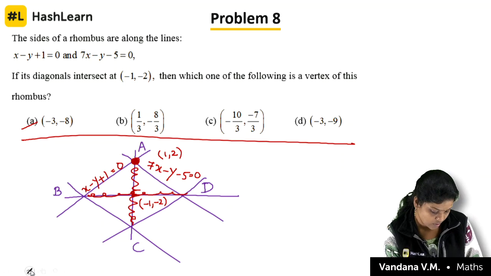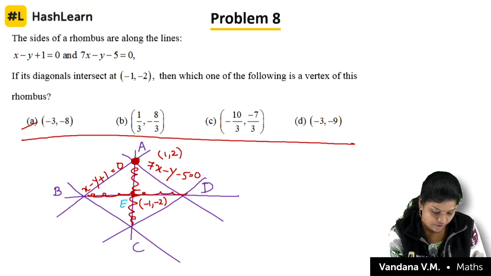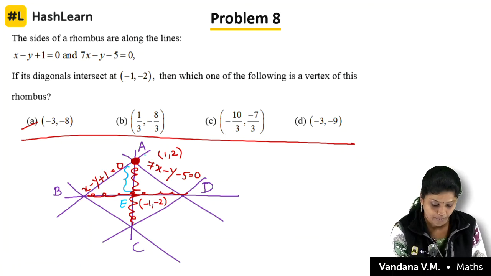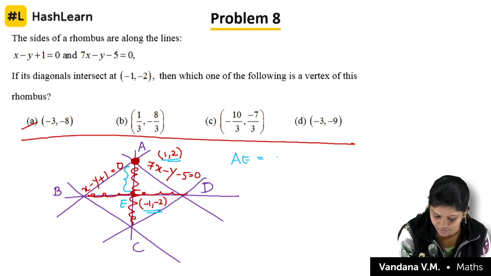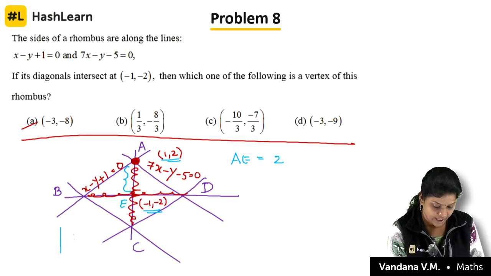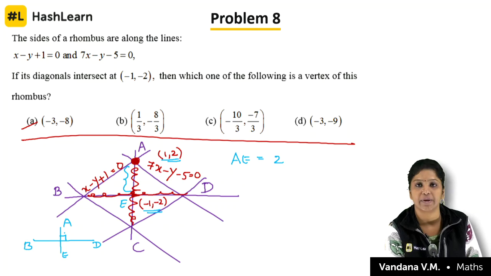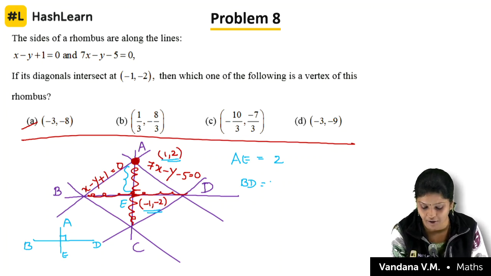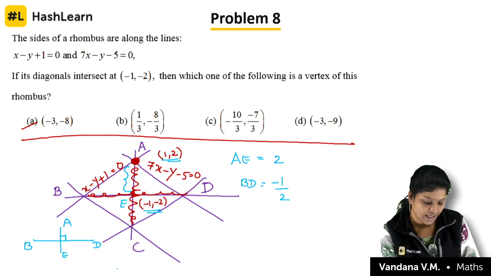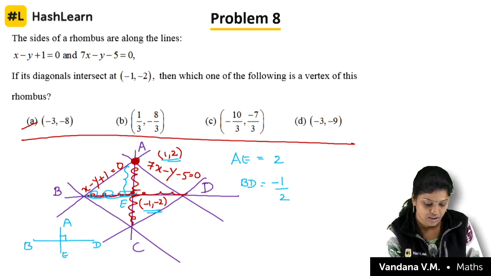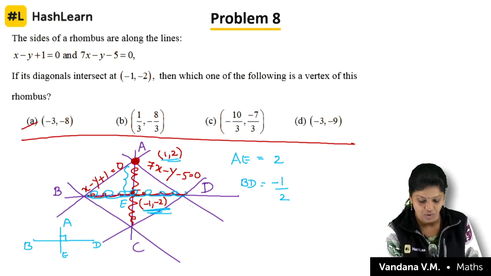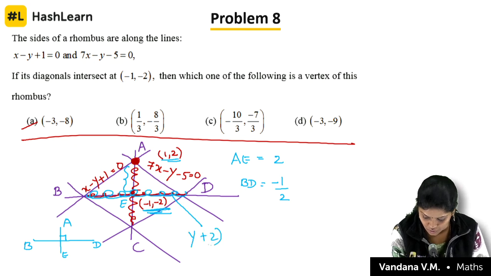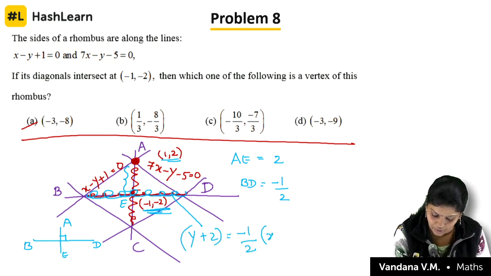They only give that. Now, I can easily find the slope of AE because I know the points: 1 comma 2 and minus 1 comma minus 2, y2 minus y1 by x2 minus x1. The slope of AE becomes 2. Now, see here, this is A, this is E, AE is exactly perpendicular to BD. So, I can write the slope of BD as minus 1 by 2, isn't it? Because both are perpendicular. Now, I can easily find the equation. I know this line's slope and the point it passes through. So, how to write the equation of BD? y plus 2 is equal to minus 1 by 2 into x plus 1.